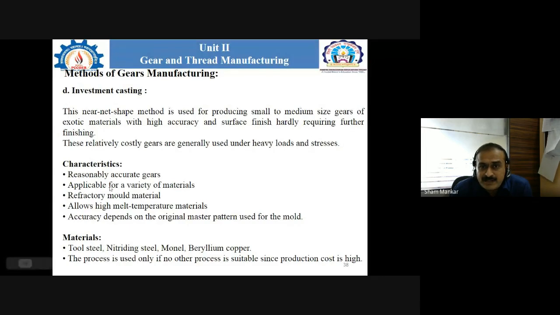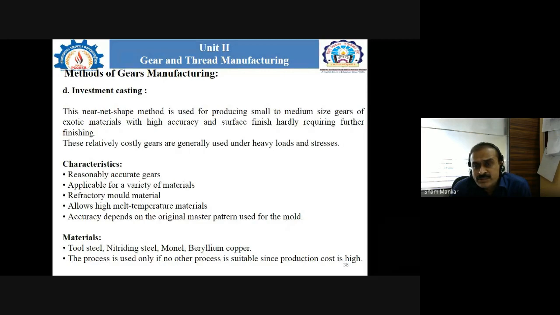Then it is applicable for a variety of materials, as mentioned. Then refractory mold material can be used in the investment casting process. It allows high melt temperature material. That is also one of the unique features or characteristics. And the accuracy of the entire gears depends on the original master pattern that is used.